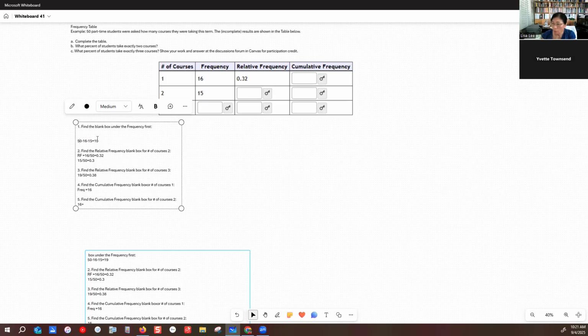All right, so 1, 2, 3, 4, 5. We finish all the 4. The number 5 blank is for the cumulative frequency blank box for students who took 2 courses. That is given 15 under the frequency. So you just need to take the prior number we already have, 16 students who took 1 course only. So you need to take 16 plus the 15, right? So that's going to give you the right answer, 31, okay?